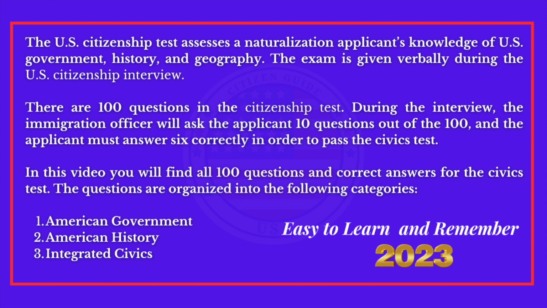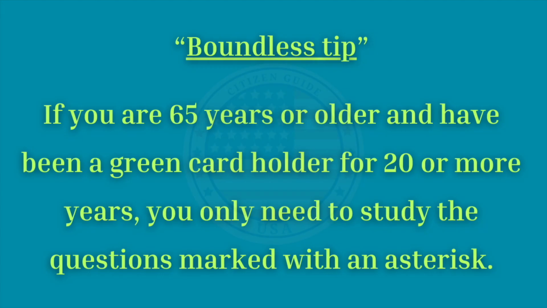In this video you will find all 100 questions and correct answers for the civics test. The questions are organized into the following categories: American government, American history, integrated civics, easy to learn and remember. Boundless tip. If you are 65 years or older and have been a green card holder for 20 or more years, you only need to study the questions marked with an asterisk.